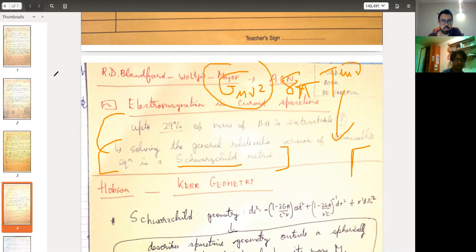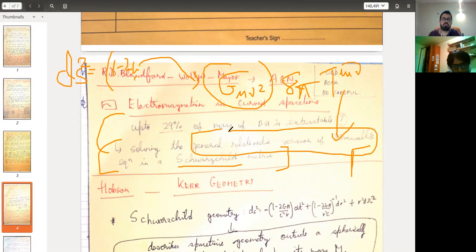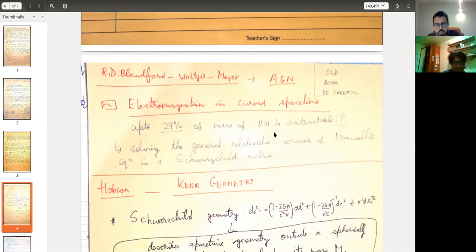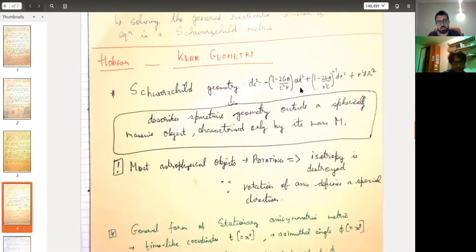So the ds square means a non-rotating black hole. Here the ds square was the one which is 1 minus 2GM by r and so on, that goes in here. Once you solve this together, you get what is called the general relativistic version of the Maxwell field equations. Once you solve this, you will know how a particle behaves in a curved space-time where obviously you have electric and magnetic fields and so on. So this is the Schwarzschild geometry, which is the non-rotating case.